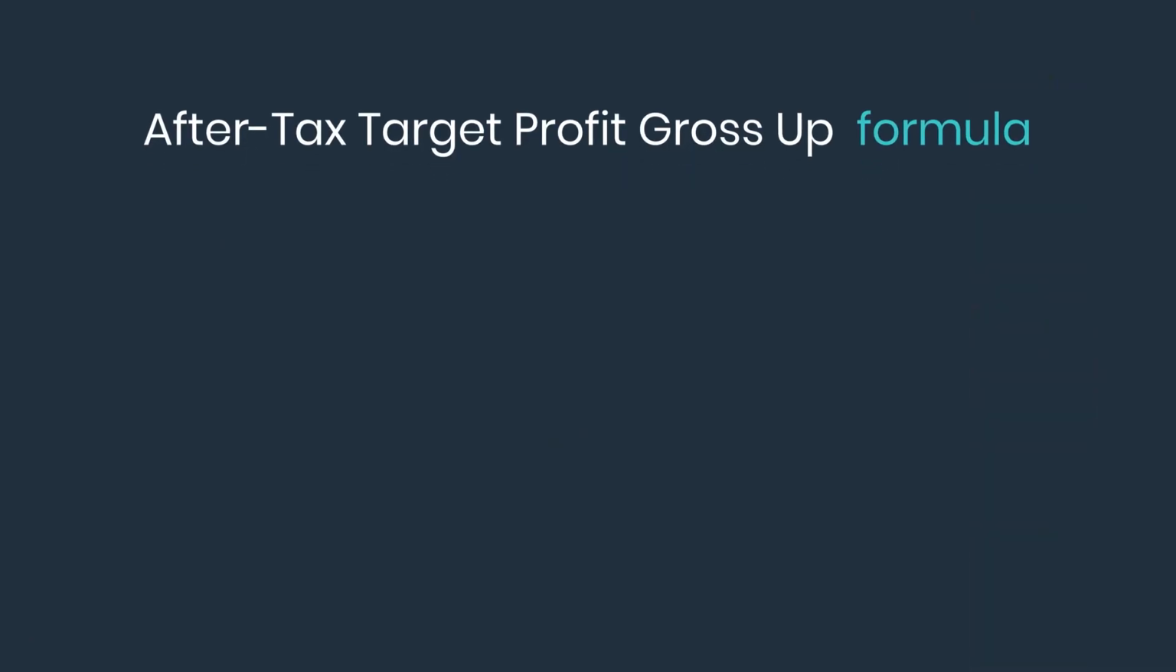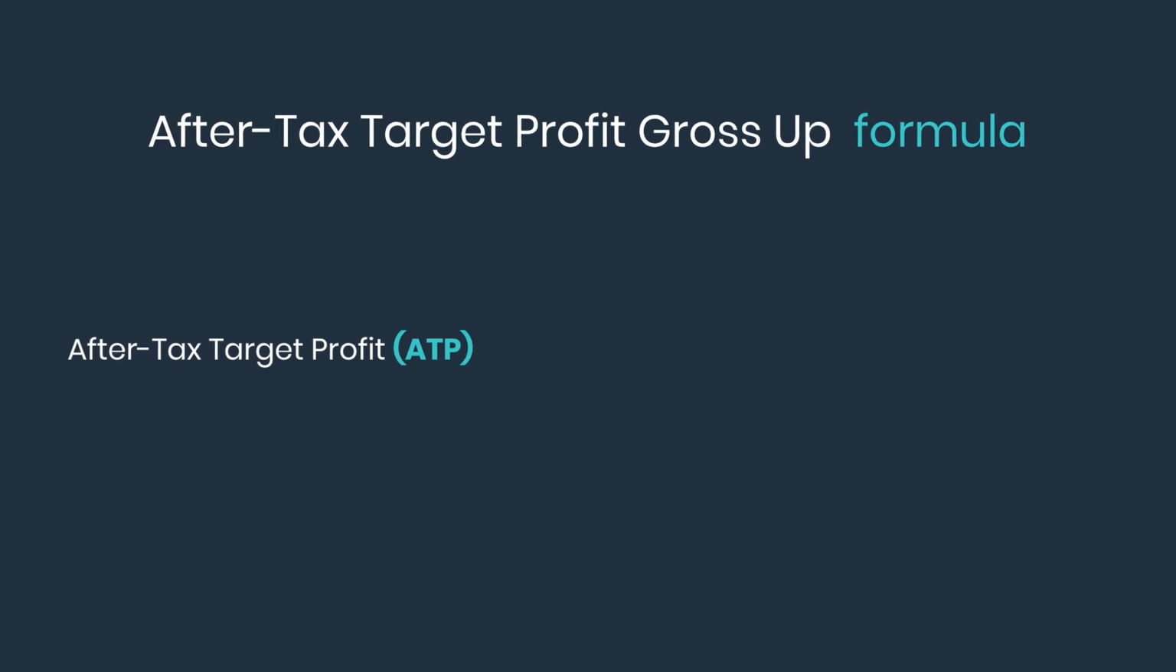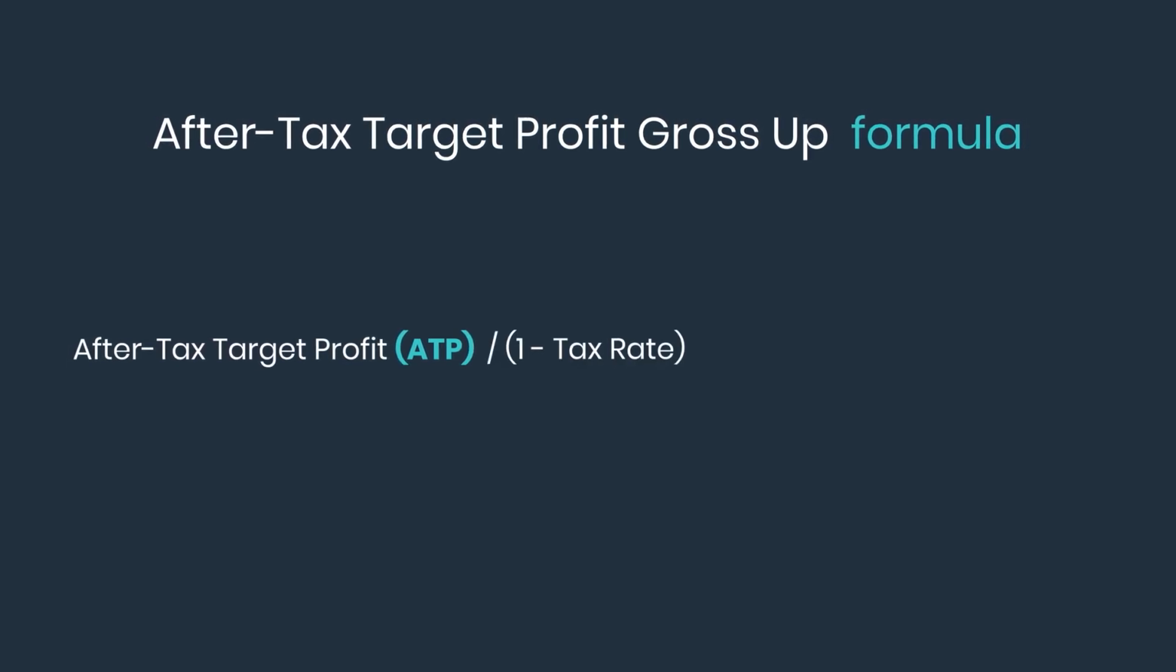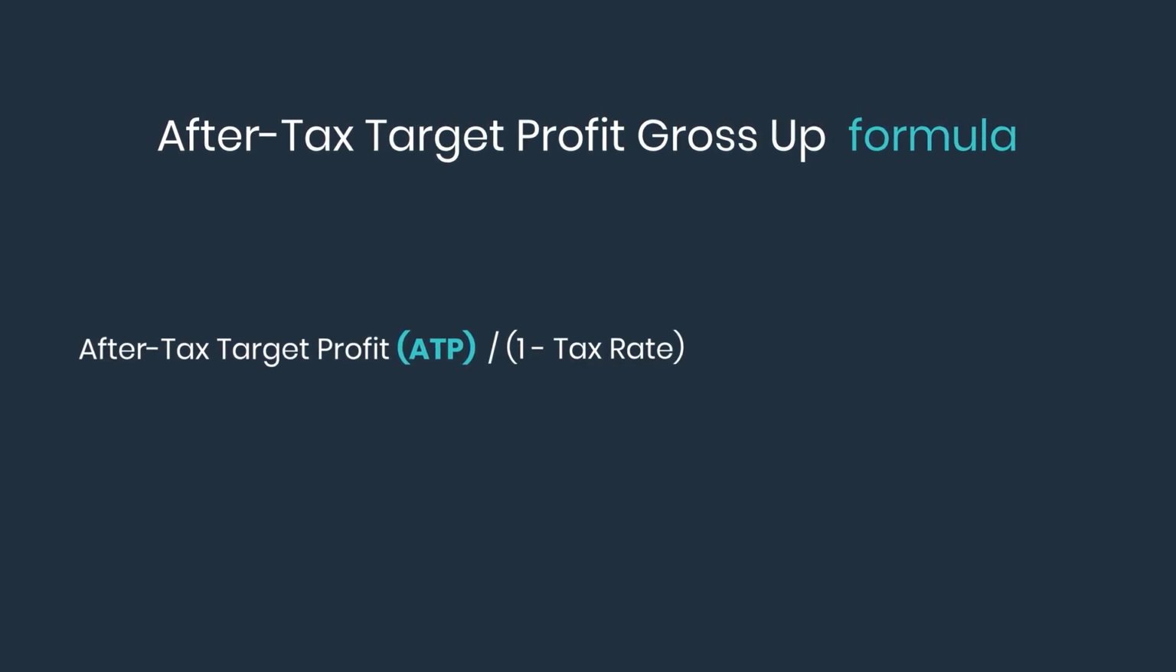The after-tax target profit gross up formula is this. After-tax target profit divided by 1 less the tax rate equals pre-tax target profit. So we can find what our after-tax profit is in both units and also in dollars.